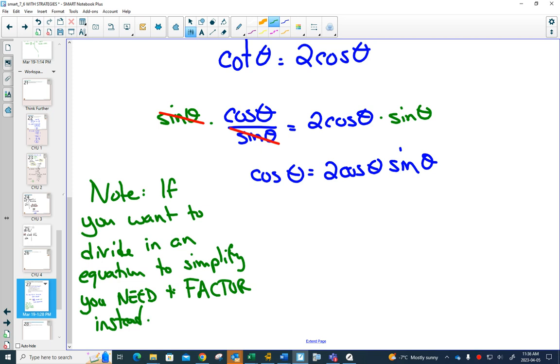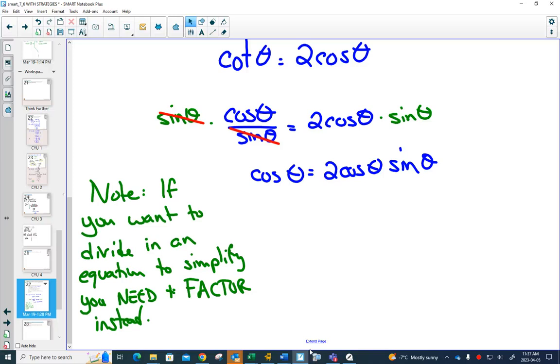So sometimes we have like, oh, I could get just sine if I divide both sides by cos. And that is a very smart thing to do. However, it's dangerous because when you divide in an equation, there's something you're not allowed to divide by. You're not allowed to divide by zero. But sometimes we divide by zero without even knowing it.